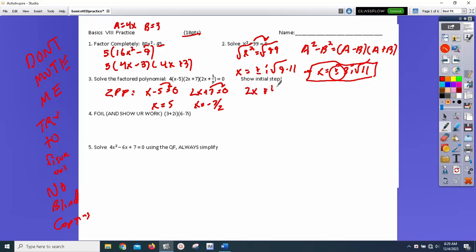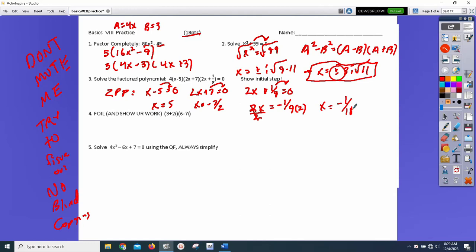2x plus 1/9 is 0. And this one has fractions, it'll bother kids. 2x is negative 1/9. We divide by 2. We insert a 2 down in the denominator. X is negative 1/18. Wow. Boil and show your work.